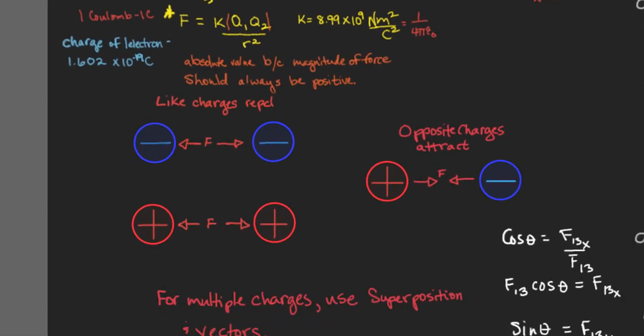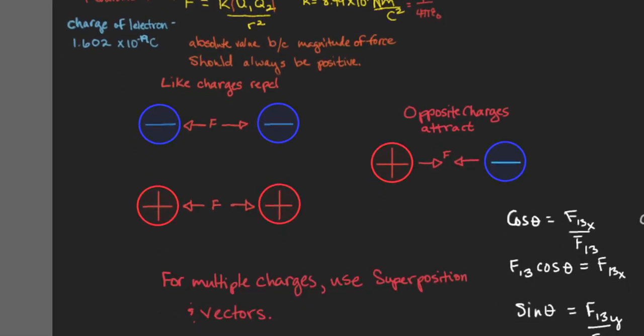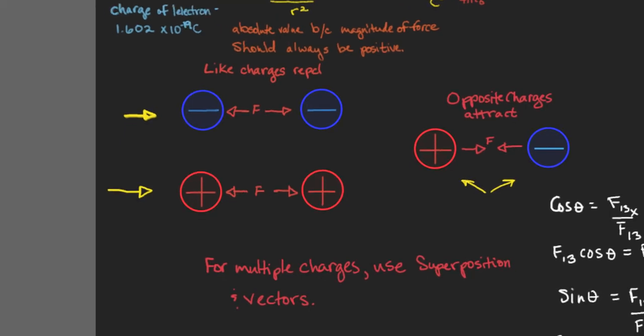If we have like signs, we should know that like charges repel each other, whether they're both negative or whether they're both positive. If we have opposite charges, they will attract. And when you have multiple charges, we're going to use the superposition principle and vector math.